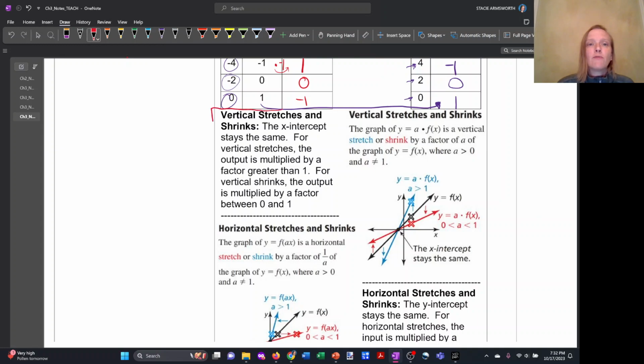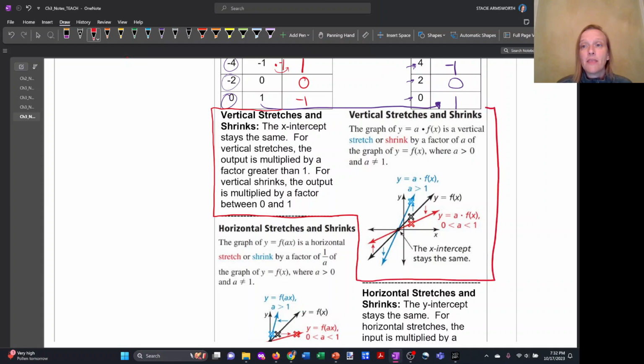Vertical stretches and vertical shrinks happen in the y direction. They affect the output values of the function, okay? The x-intercept is going to stay the same in a vertical stretch or a vertical shrink. And this is what a vertical stretch or shrink looks like.